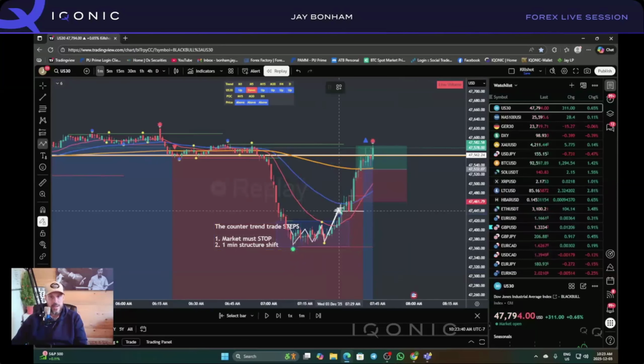right? This pushes up, breaks a bunch of structure, pulls back, creates its higher low, hits all the way here, creates another higher low, eventually ends its kind of move up here and has a bigger pullback. But the structure must shift to the direction you want to go. It must shift from down to the counter move you want. Okay?